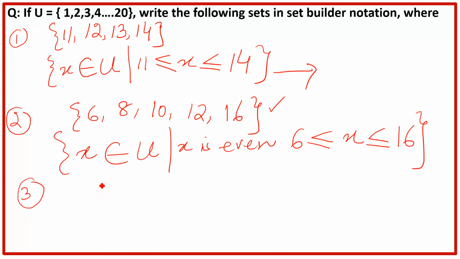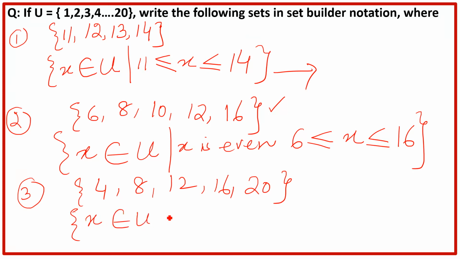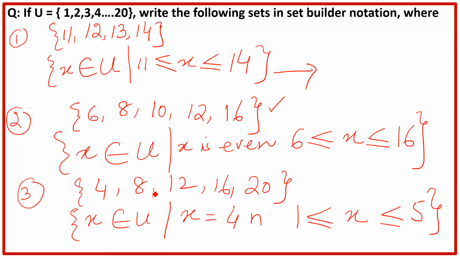Third is 4, 8, 12, 16 and 20. So how will we write it? We will say x belongs to U such that x equals 4n, while 1 is less than or equal to n, less than or equal to 5. So see what it says here. x belongs to U, while x is equal to 4n. These are the multiples of 4. See, 4, 8, 12, 16, 20.